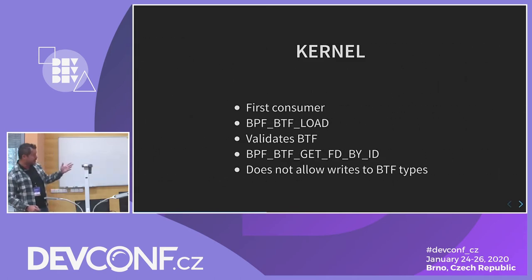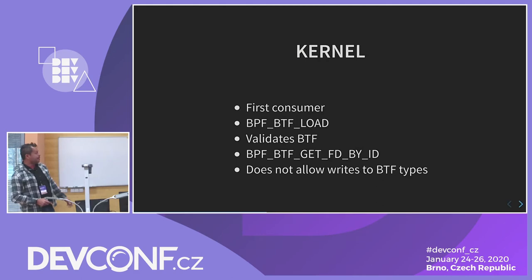So pahole encoded BTF, and the first consumer, the first piece of software that was reading that information, was the kernel. So in the kernel, you say BPF BTF load. You load a program, then you associate the BTF with it, so that later on, you can ask for this information on a profiler or on bpftool or somewhere else.